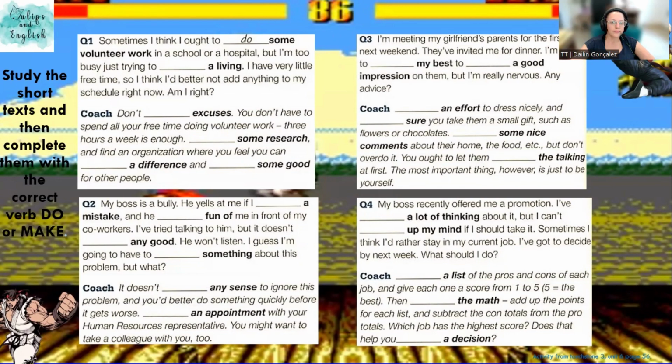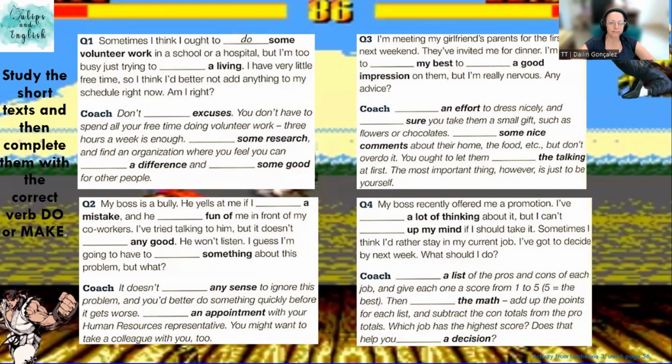Question 2. My boss is a bully. He yells at me if I make a mistake, and he makes fun of me in front of my coworkers. I've tried talking to him, but it doesn't do any good. He won't listen. I guess I'm going to have to do something about this problem. But what? It doesn't make any sense to ignore this problem, and you'd better do something quickly before it gets worse. Make an appointment with your human resources representative. You might want to take a colleague with you, too.